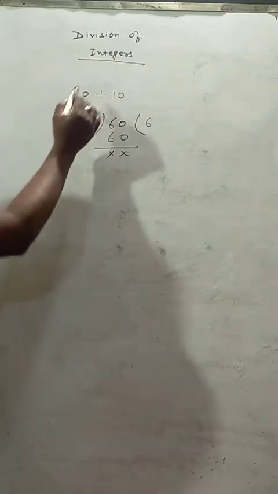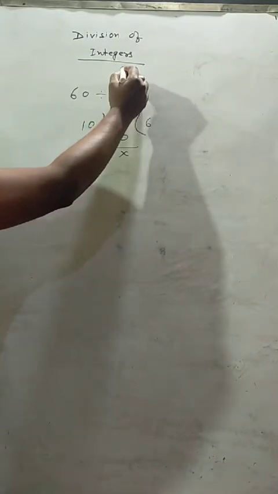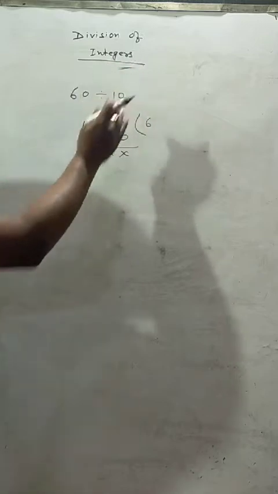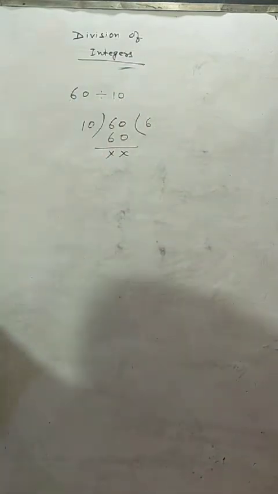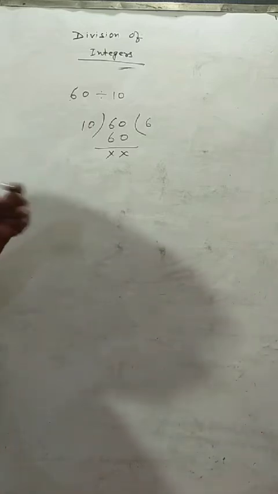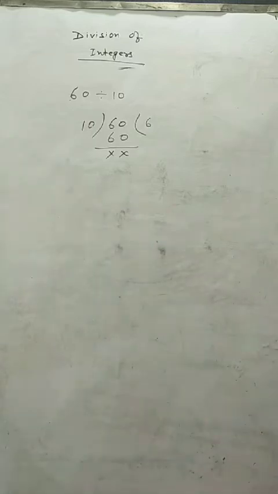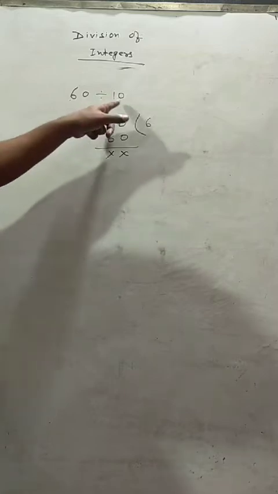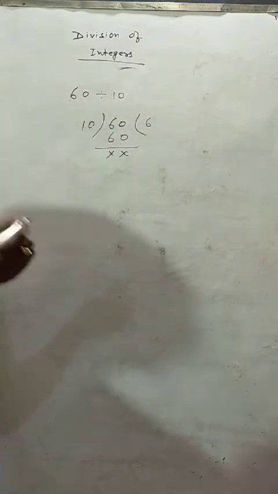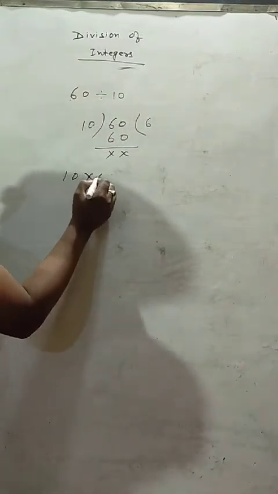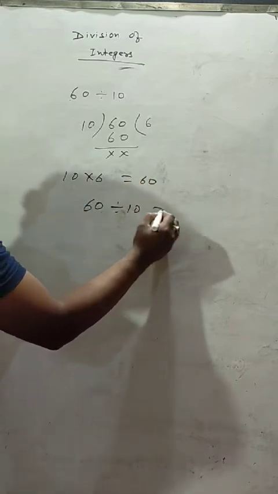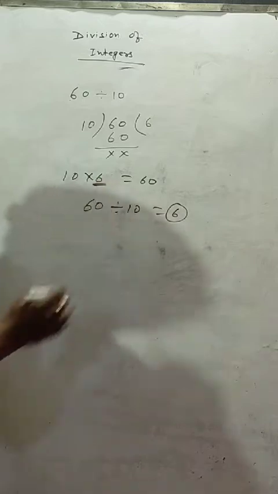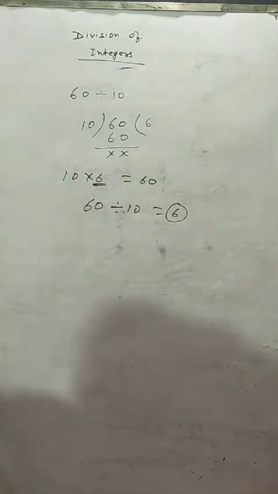So division of integers is the inverse process of multiplication. 60 divided by 10 means we will find a number which, on multiplying with 10, we will get 60. Similarly, when we multiply 10 into 6, we will get 60. Therefore, when we divide 60 by 10, we will get 6. Okay. So this is called division.